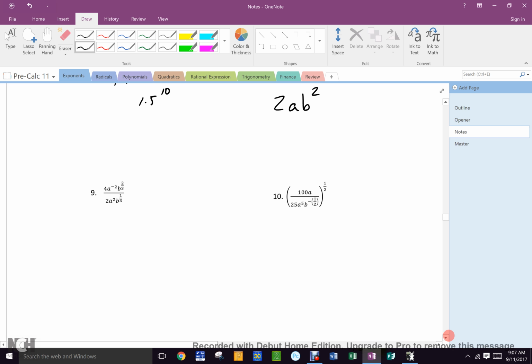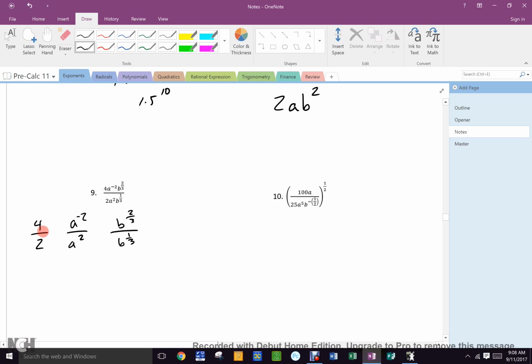Oh, barf. What do I do with 9? Because it puts it all together. 9 looks a lot like 6, doesn't it? So what should I do? Split it up. 4 over 2. A to the negative 2 over a squared. B to the 2/3 over b to the 1/3.